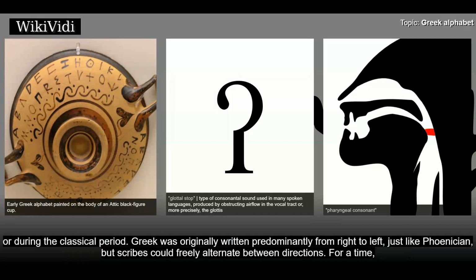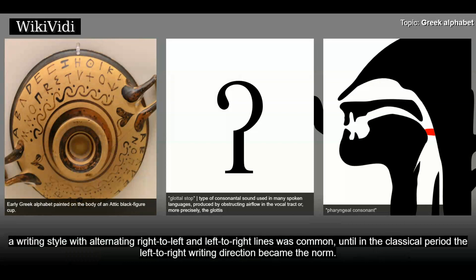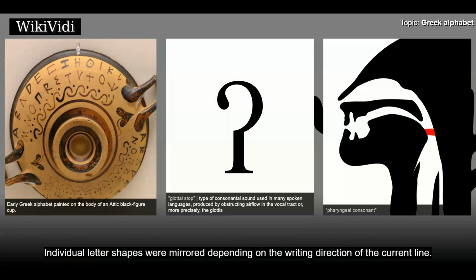Greek was originally written predominantly from right to left, just like Phoenician, but scribes could freely alternate between directions. For a time, a writing style with alternating right to left and left to right lines was common, until in the classical period the left to right writing direction became the norm. Individual letter shapes were mirrored depending on the writing direction of the current line.